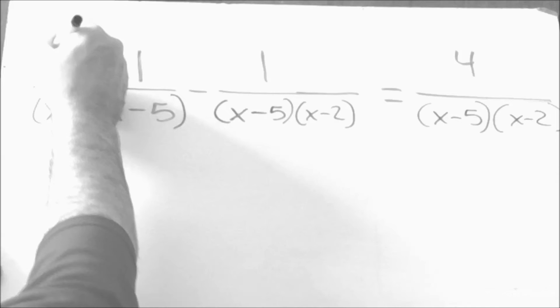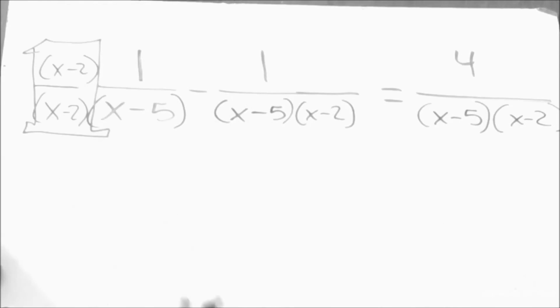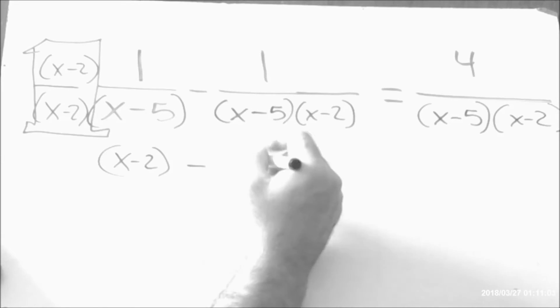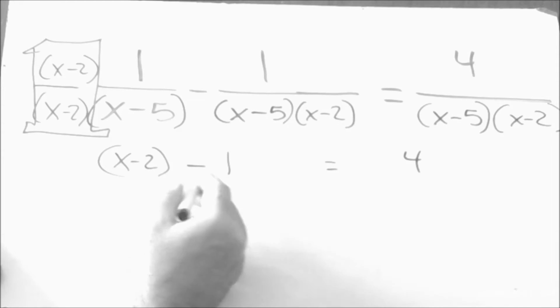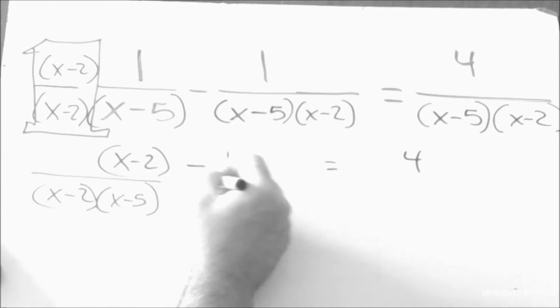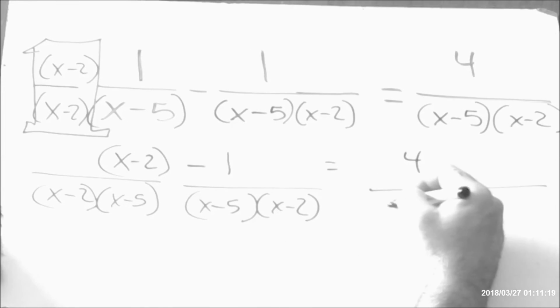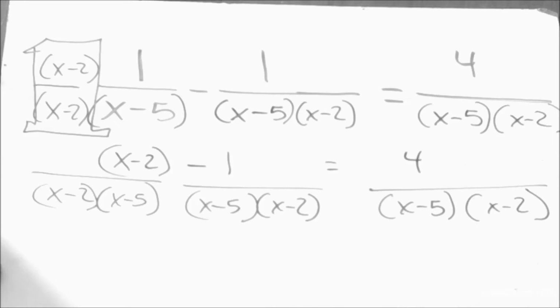Again, I have to do the same thing to the top because I can only multiply by 1 without canceling anything out. So what I'm left with here is x minus 2 minus 1 equals 4, and now I have a common denominator between everything. x minus 2, x minus 5, x minus 5, x minus 2. So now I have a common denominator between everything.